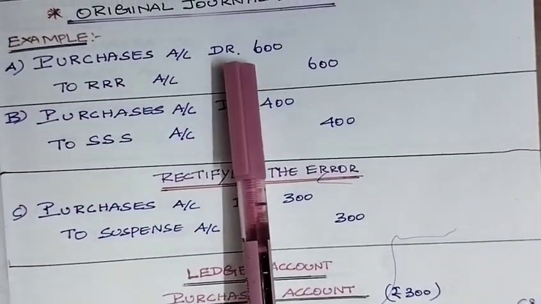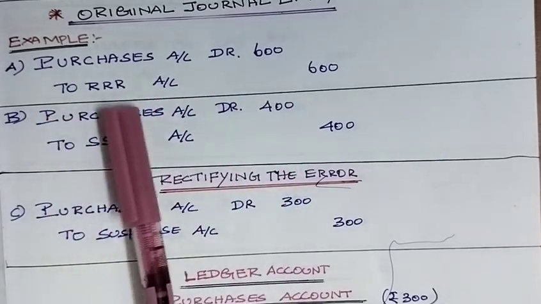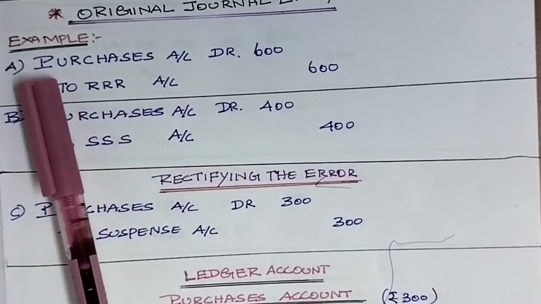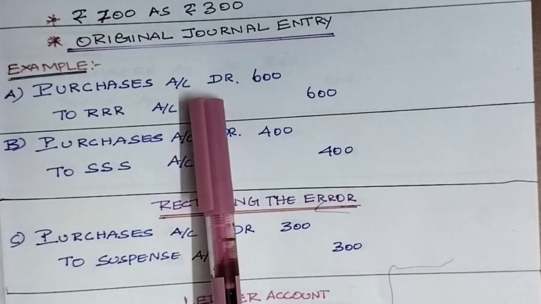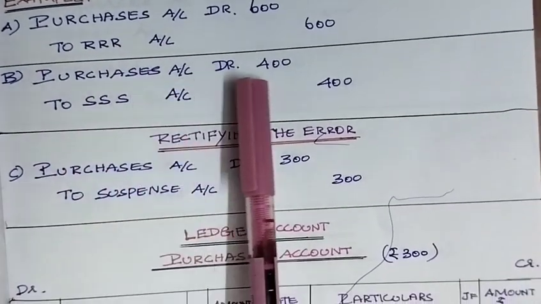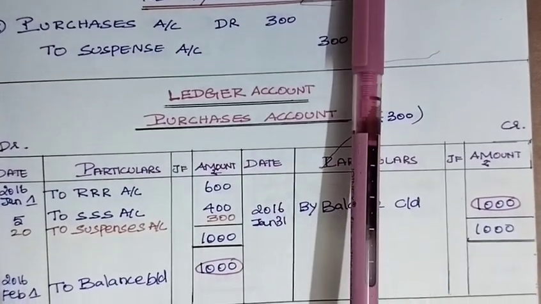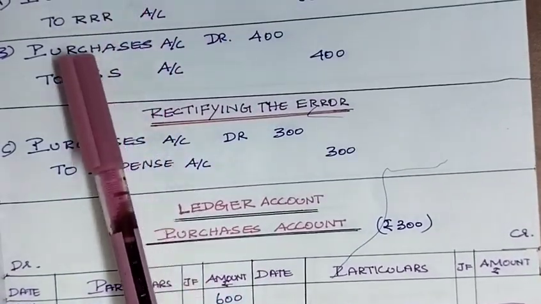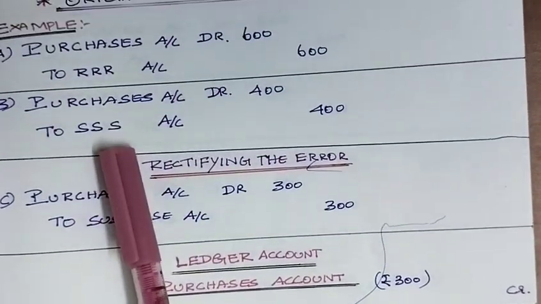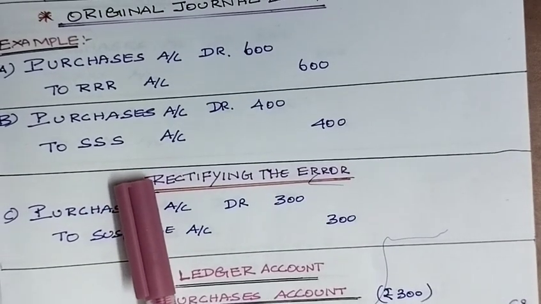Purchases account debtor 600 rupees to RRR account 600. Where does the purchases account show? Purchases account shows on the debit side. Purchases account debtor 400 rupees to SSS account 400. How do you post these two purchases entries into the ledger account?